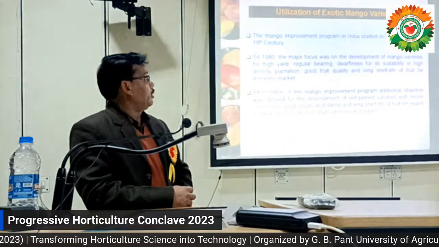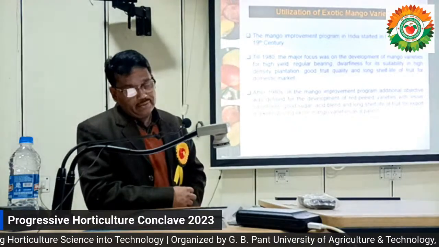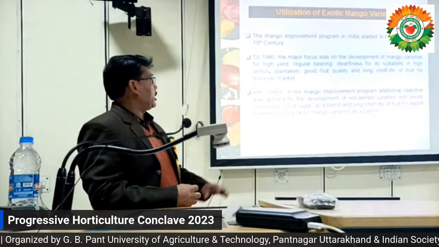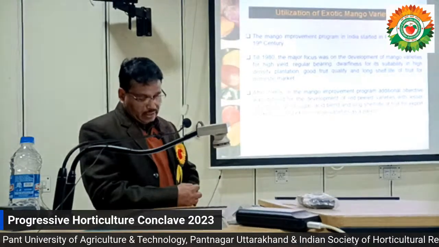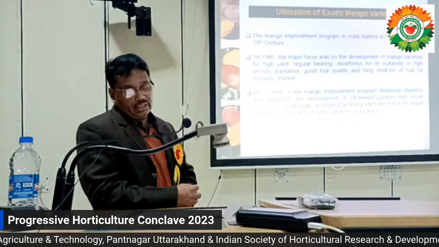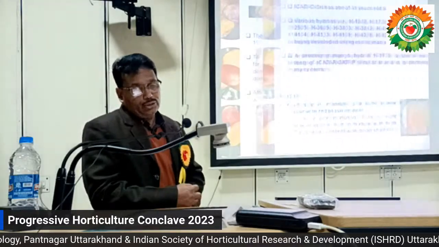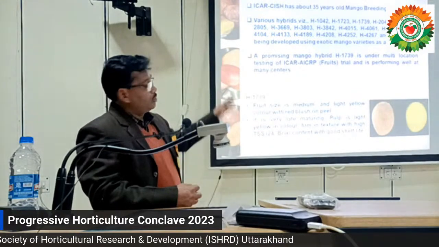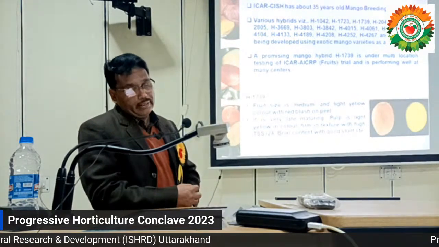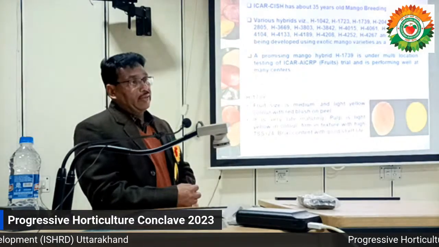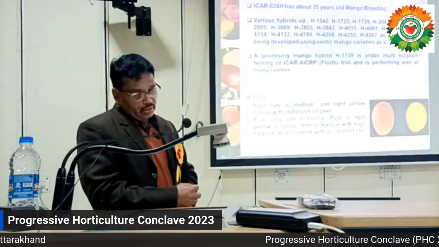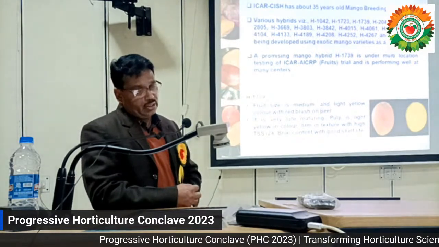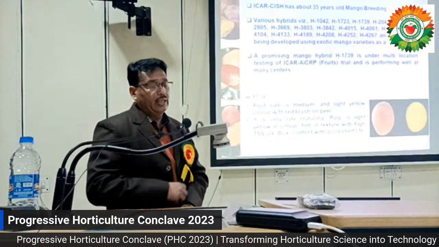Our improvement program started in 1975, and we mainly focused on red fleshed varieties with lesser sweetness, good sugar acid blend, and very long shelf life, which is good for export purposes. At present, we have lots of progenies in our pipeline. Progeny 1739 is under the ICRP trial; it is very late maturing with very good shelf life, and it is performing very well in many of the centers.